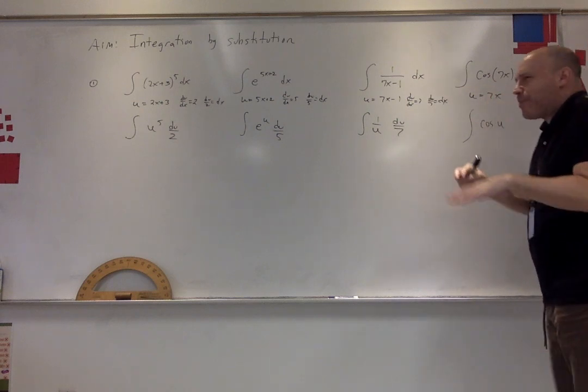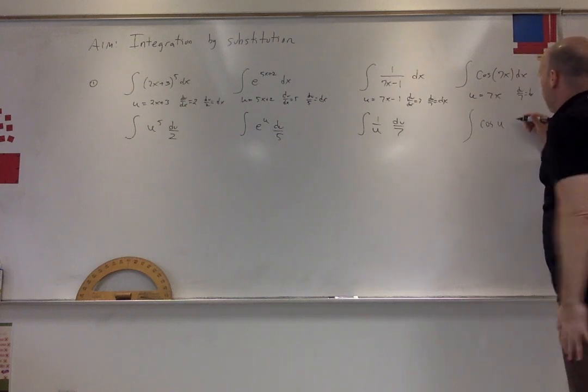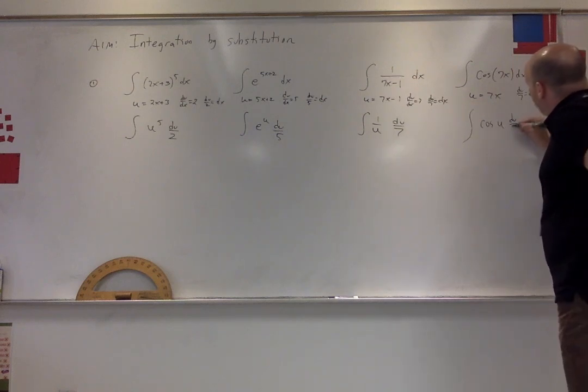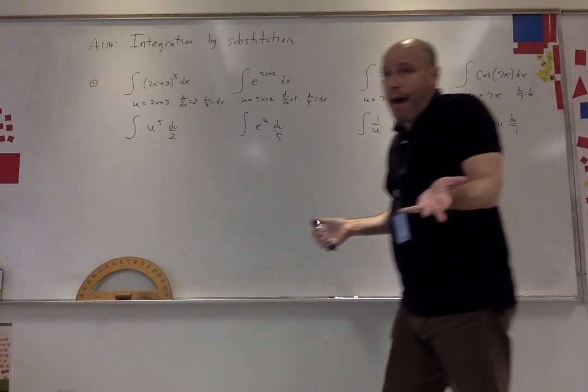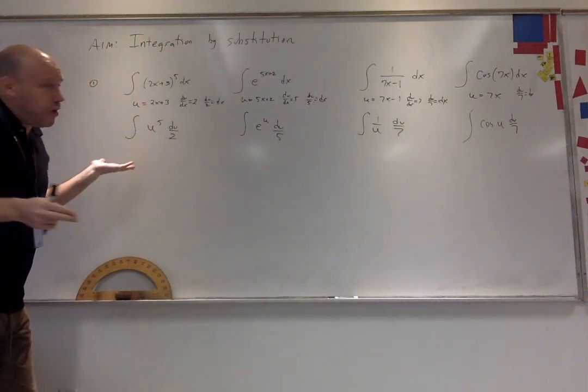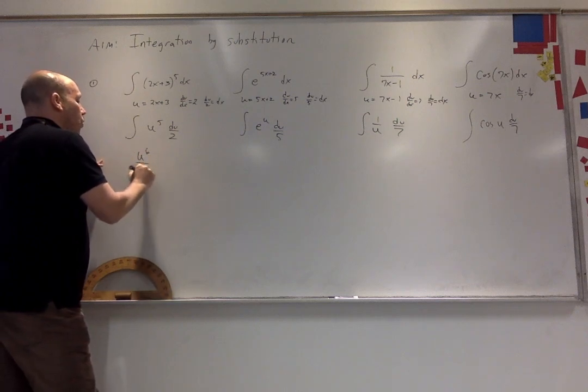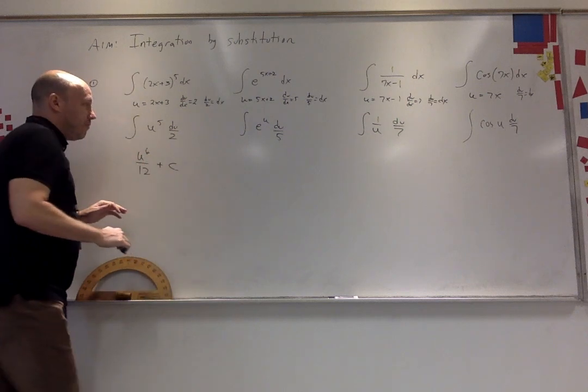And 19a comes up with some rules. I don't want you to memorize it now, but just these steps. And then you have du over 7, and then we can go back and perform the integration. We know that this is u to the 6 over 12, plus c.